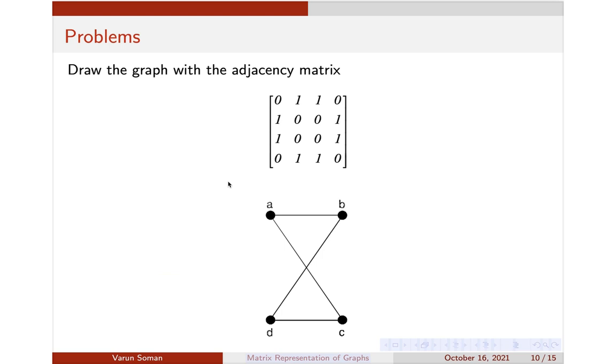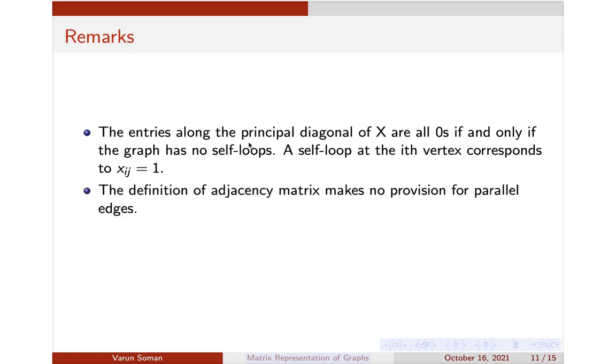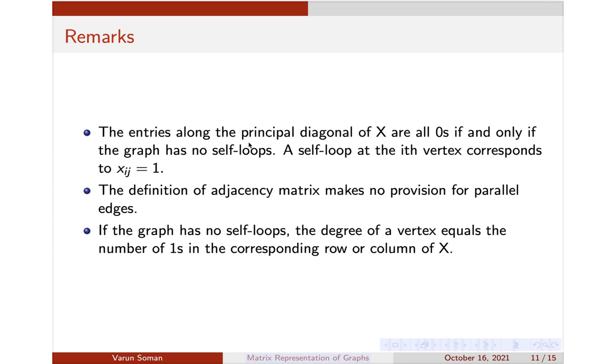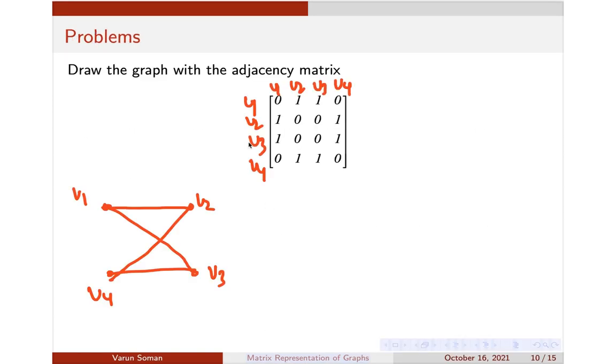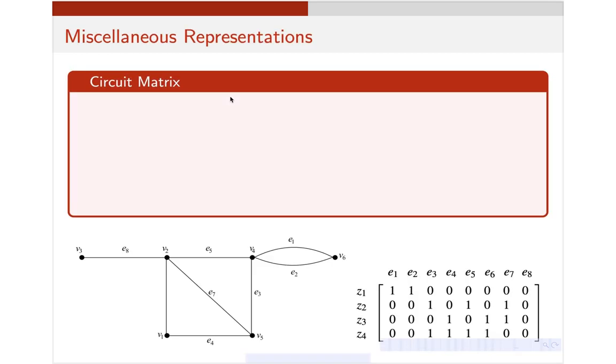Moving forward, you know that the entries along the principal diagonal are 0. If there are no self loops, all the diagonal elements will be 0. No parallel edges, and also if there are no self loops, the degree of a vertex equals the number of ones in the corresponding row or column. That's correct, because the degree of vertex A would simply be 2, which is the same as here. It corresponds to the same row, just like your incidence matrix.